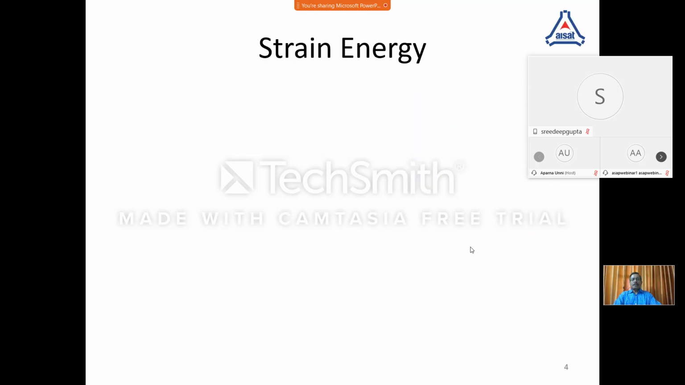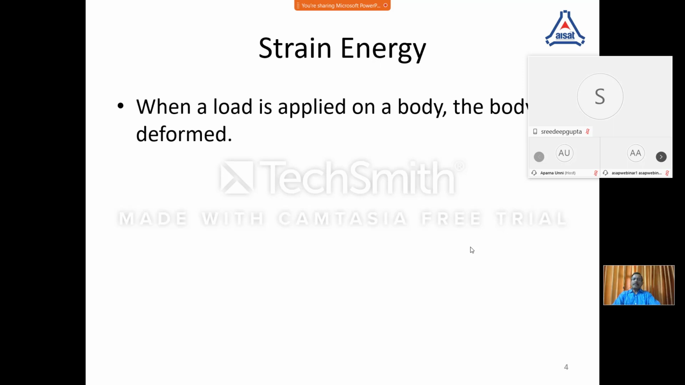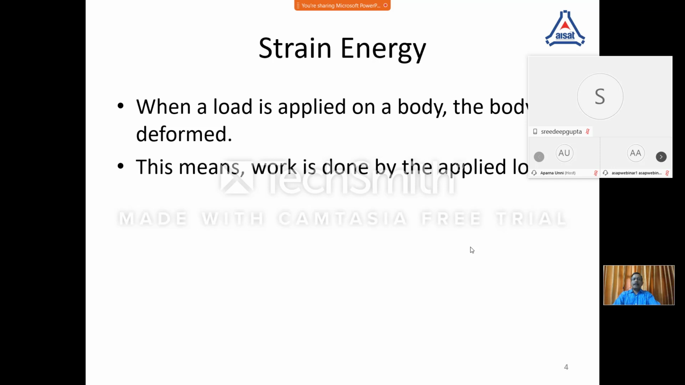Before starting the topic, we should go through the basic definitions: what is strain energy and how this concept is utilized in analysis of structures. Basically, when a load is applied on a body, that body is deformed. The basic thing. And when a body is deformed, it means some work is done, and this work is done by the applied load.